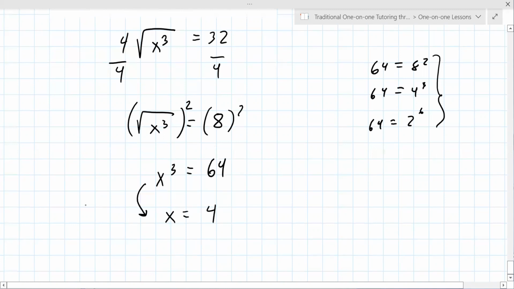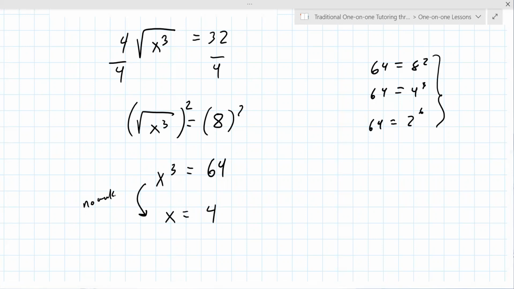Like there really is no work between these two lines, because you can just remember the number or work it out. 4 times 4 times 4. Few options there like that. Yeah.